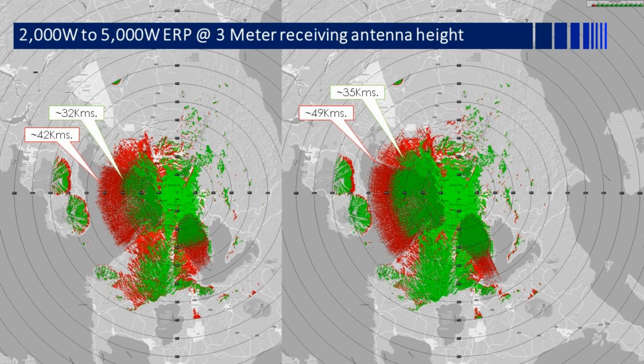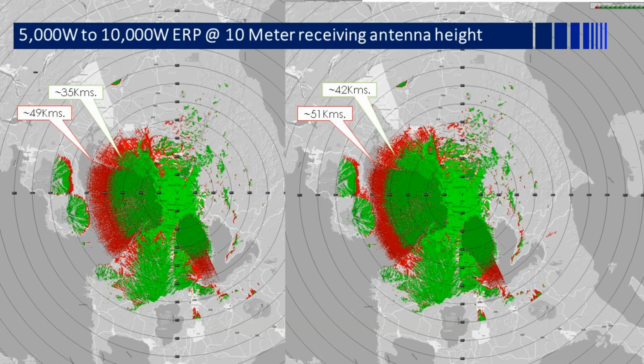And now the 2000 watts to 5000 watt comparison. The fringe for the 2000 watts is 42 kilometers, and for the 5000 watt it is around 49 kilometers. So this is an improvement of around 7 kilometers.